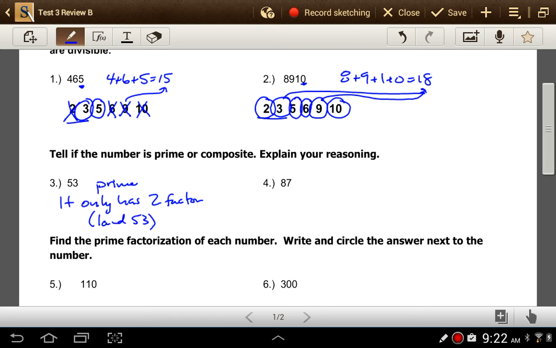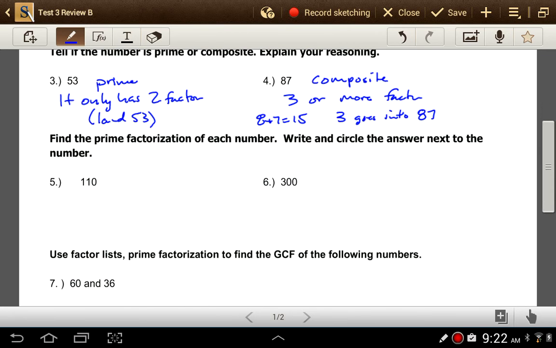Okay, 87, this is composite. Okay, why is this composite? Well, it has 3 or more factors. And you might be thinking, what is that third factor? Well, add them up. 8 plus 7 equals 15. 3 goes into 15, which means 3 goes into 87. Okay, so you got to use your divisibility rules to help you. Okay, I'm going to move on to 5 and 6. For problems 5 and 6, we're going to find the prime factorization. So please pause and do those real quick.